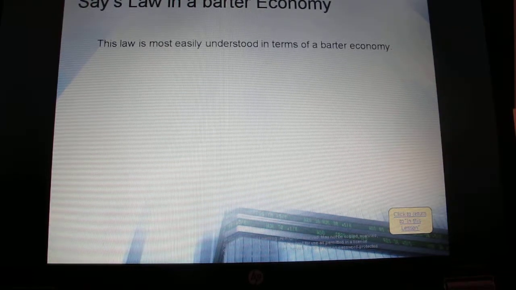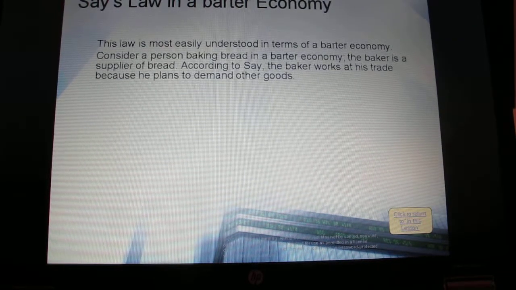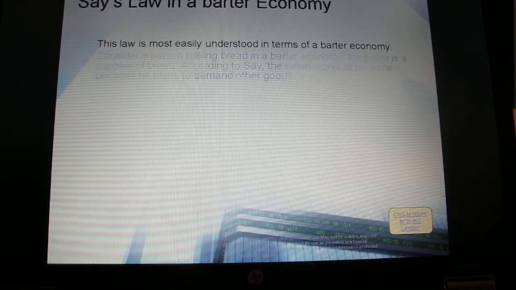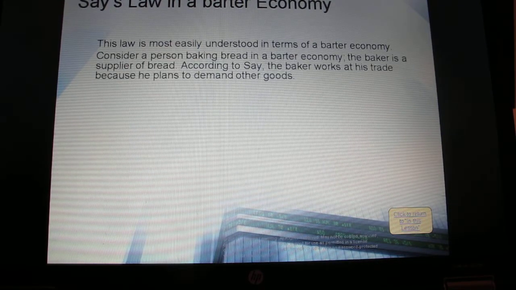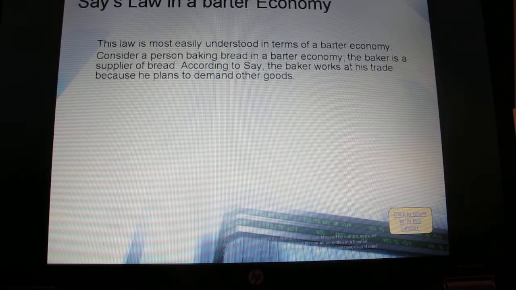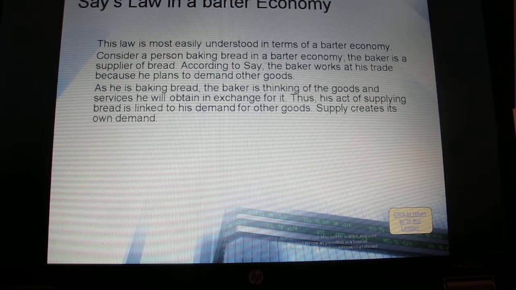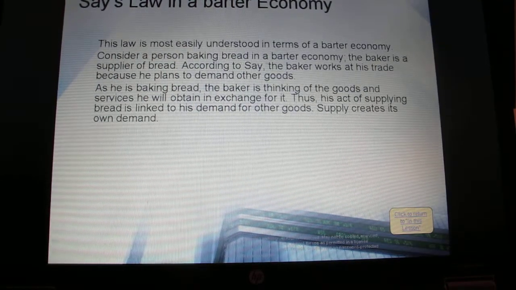Now, the slides go through a quick example in a barter economy, so I'll just read this out to you. This law is most easily understood in terms of a barter economy. Consider a person baking bread in a barter economy. The baker is the supplier of bread. According to Say, the baker works at his trade because he plans to demand other goods. As he is baking bread, the baker is thinking of the goods and services he will obtain in exchange for it. Thus, his act of supplying bread is linked to his demand for other goods. In other words, supply creates its own demand.